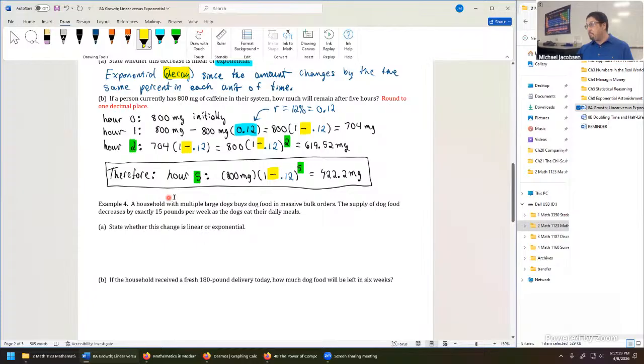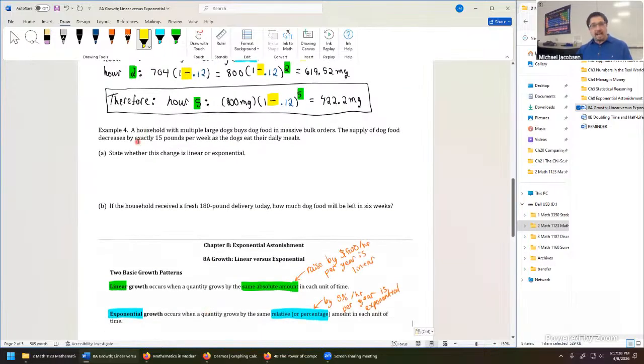It says a household with multiple large dogs buys dog food in massive bulk orders, possibly wise, I'm not sure. The supply of dog food decreases by exactly 15 pounds per week as their dogs eat their daily meals. Well, this time it's exact. It's not increasing or decreasing by any average amount, probably assuming that the dog owners are just measuring out their dog food, for example, using measuring cups or so on. And so they have a pretty good value that it's maybe not dead on exact, but pretty close to that amount, 15 pounds per week.